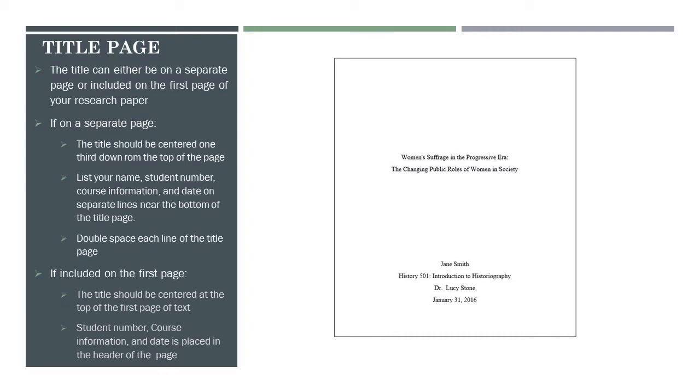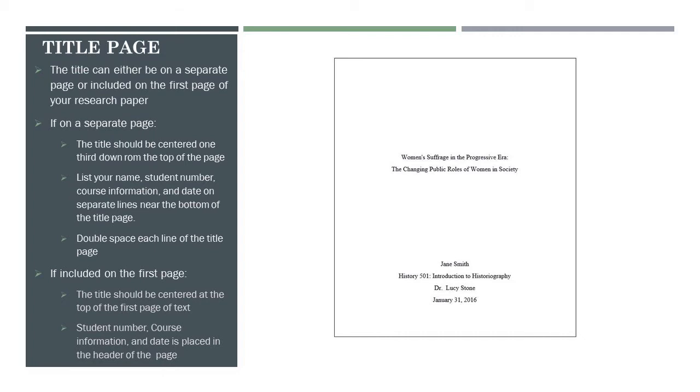However, if instructors do not want a title page, they will usually end up stating this explicitly in the assignment rubric or course syllabus. And then don't forget to always include your name and your student number, course information, and date on the title page. These are important details that your professor needs to keep track of each student. Double space each line of the title page as well.